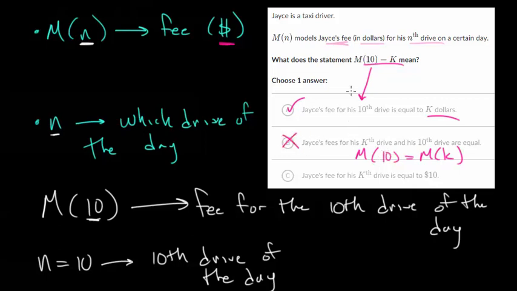For choice C, Jace's fee for his kth drive is equal to $10. That would be an N value of K on the inside, and that would be equal to $10, because remember, the function M represents the fee, and they're saying the fee would be $10 for that kth drive. So of course C is not correct either.